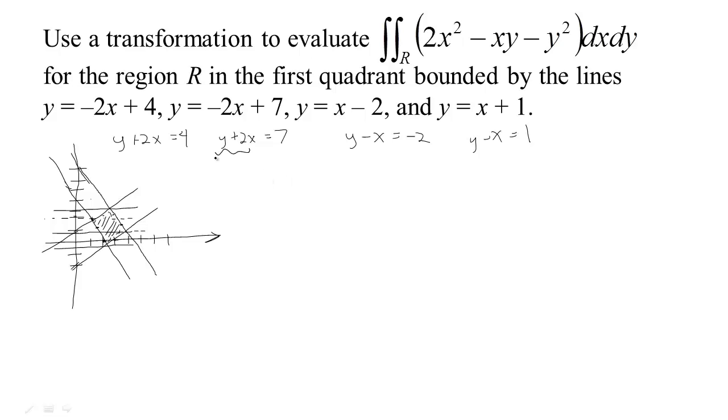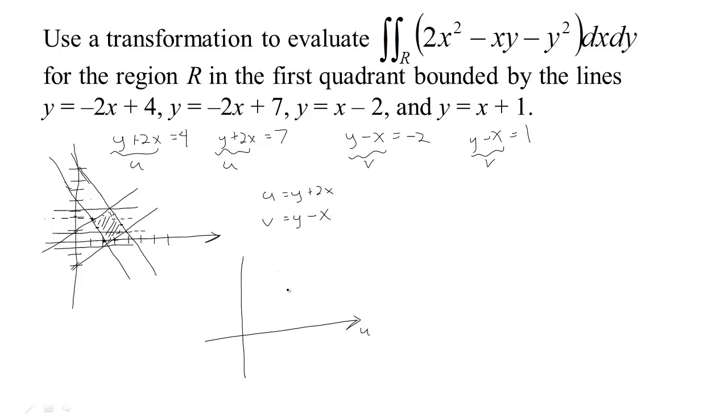If I set u to be y plus 2x, then being between these two lines is really saying u is between two constants, 4 and 7. If I set v to be y minus x, then y minus x being between these two lines is the same as saying v is between two constants. So this would be a nice transformation. Let's say u is y plus 2x and v is y minus x.